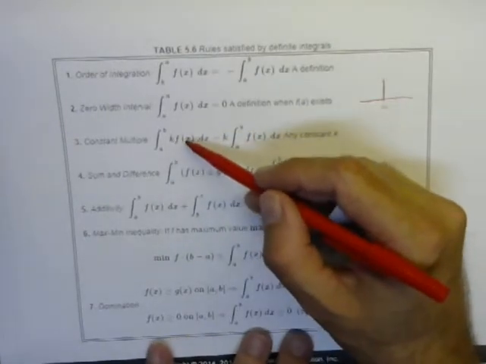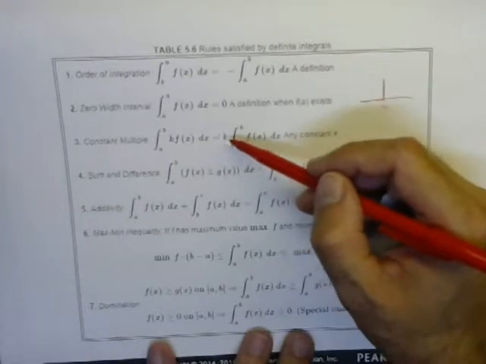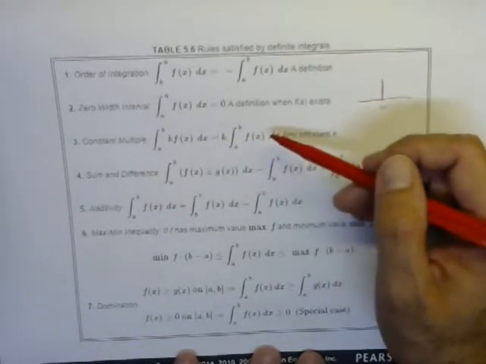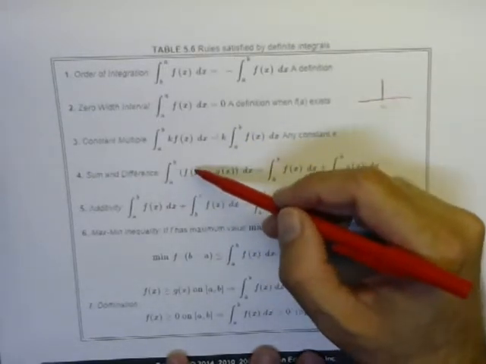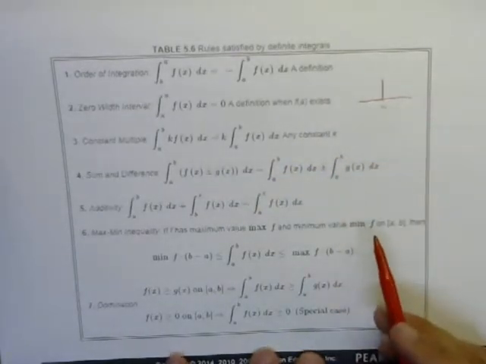If you have a constant times a function, you can pull that constant out front, so anything that doesn't have an x in it, you can pull out in front of the integral, as long as it's being multiplied times the entire function. You can add and subtract functions inside the integral, so if you have the integral of two things added or subtracted, you can calculate the integral of each thing separately.